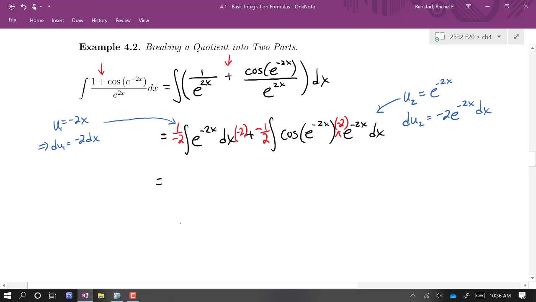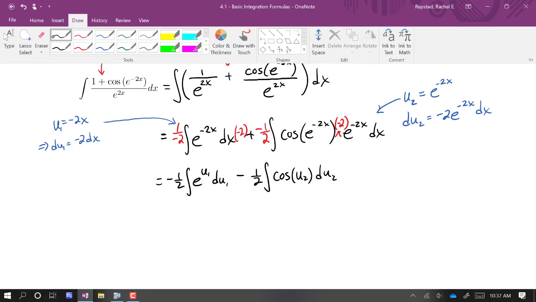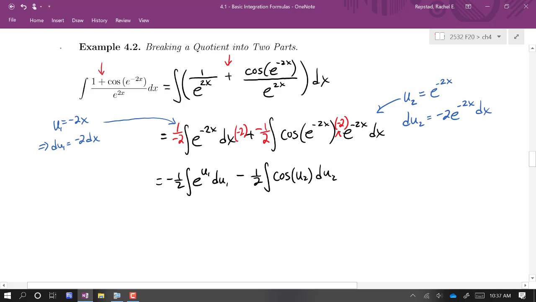Now let's see what it looks like when we rewrite these with our u's. We've got negative 1/2 integral of e to the u1 du1, and then minus 1/2 integral cosine of u2 du2. We're in a position now where we know how to integrate both of these. Both of these go back to basic integral forms that are on the first page of this section of notes. They're ones that we learned back in Calc 1 that we've been seeing here and there previously in this course.